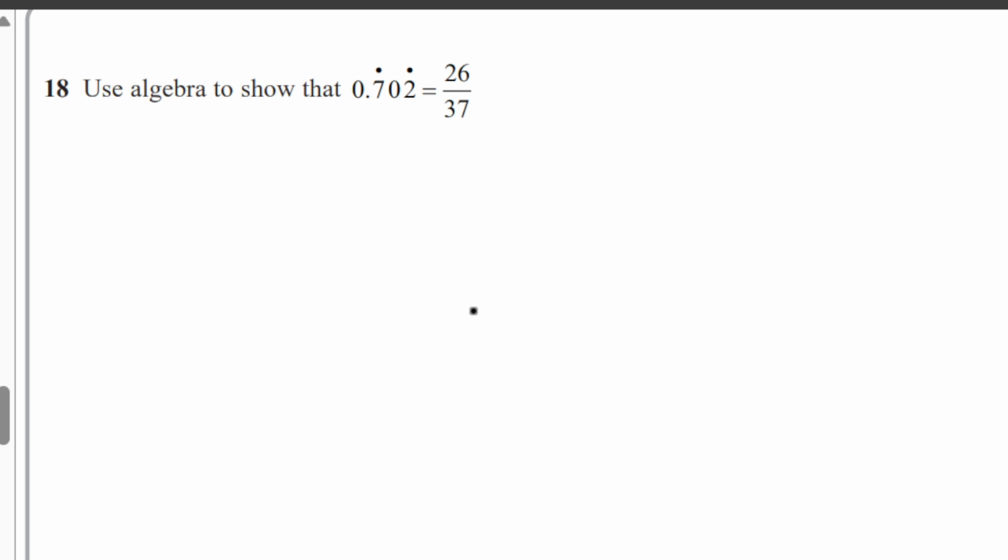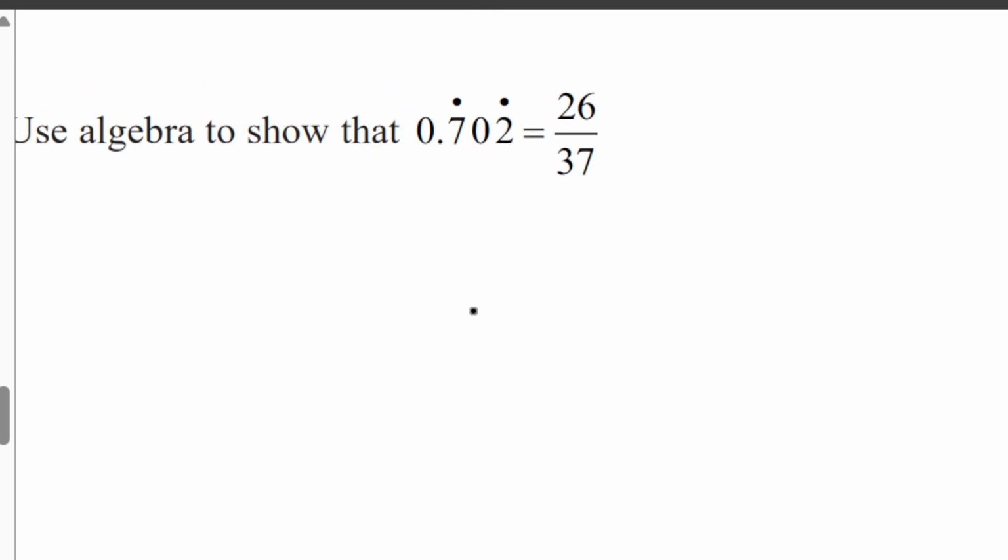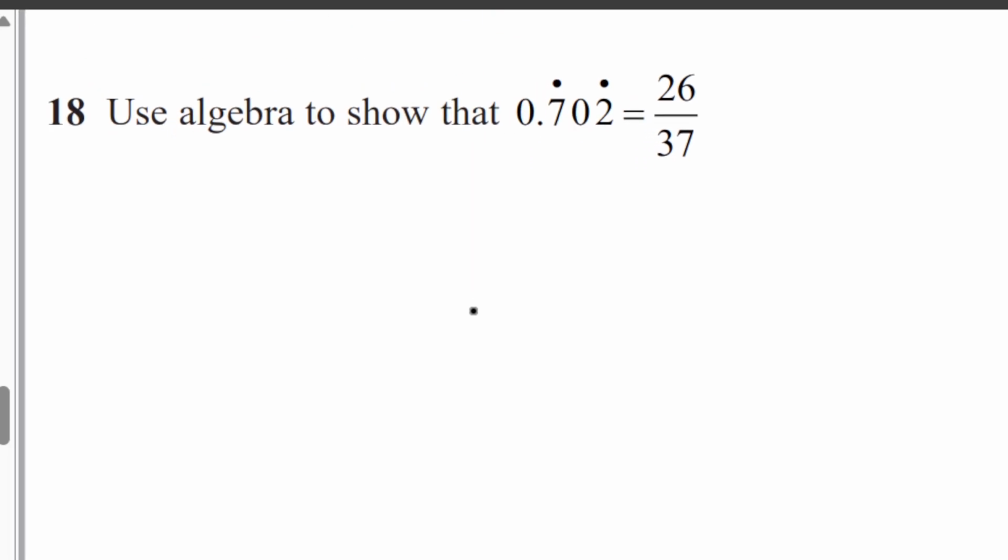Question 18 is 2 marks. The question says, use algebra to show that 0.702, with just 7 and 2 repeating, is equal to 26/37. It's a nice, easy peasy lemon squeezy question. I'll do it and then I'll show you what's the trick and what students do wrong here.